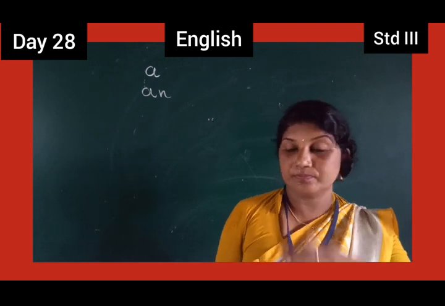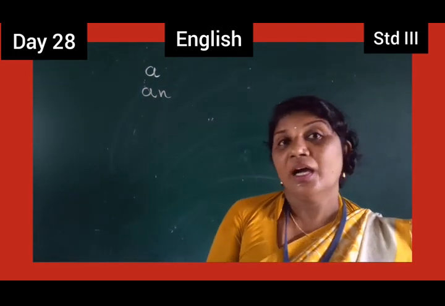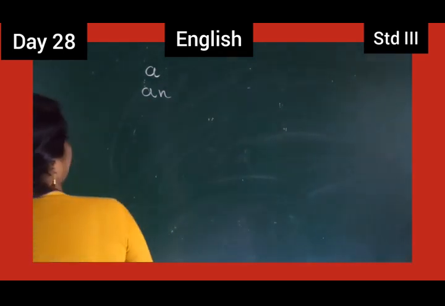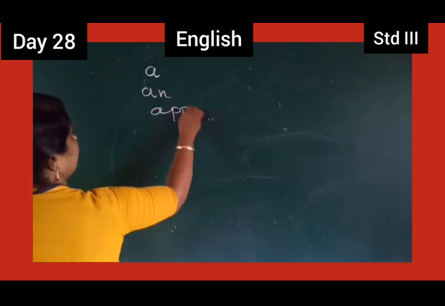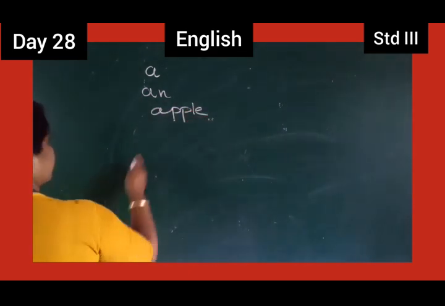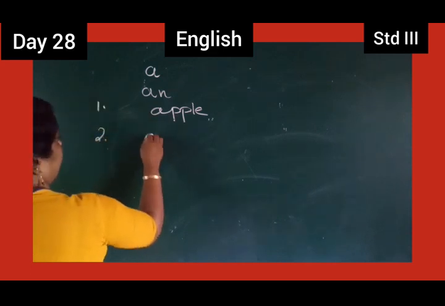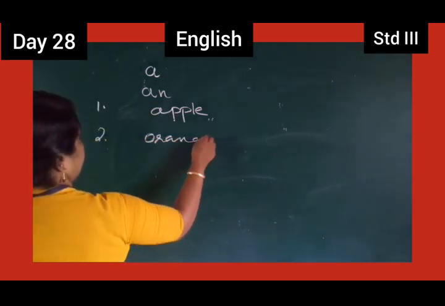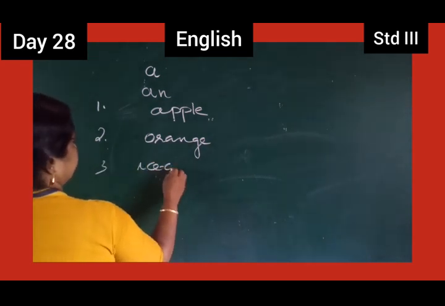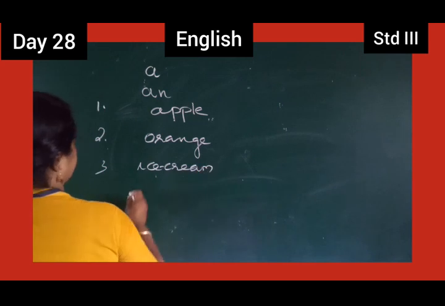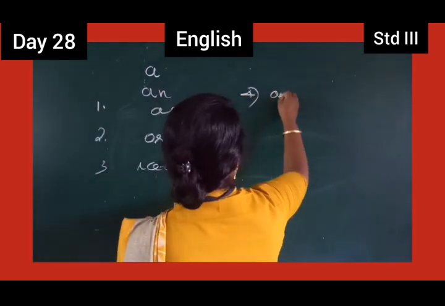Have you understood? Okay. Then you see here, I will write some examples. Let us see some examples. Apple. Orange. Ice cream. X.